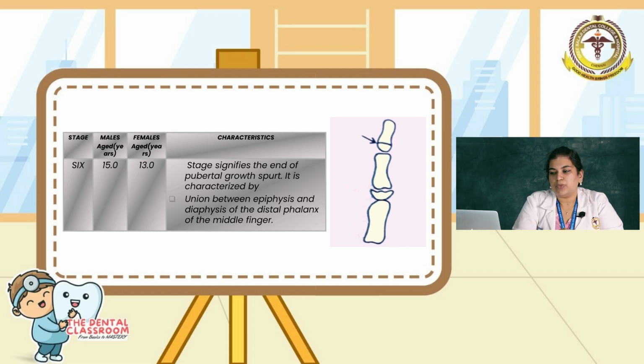So there is a union between the epiphysis and the diaphysis. In the previous stage, you saw that the epiphysis was capping over the diaphysis, and in this stage, this fibrous structure becomes ossified and becomes one with the diaphysis, causing a fusion, a bony union of the epiphysis and the diaphysis, indicating an end in the overall growth of that individual.